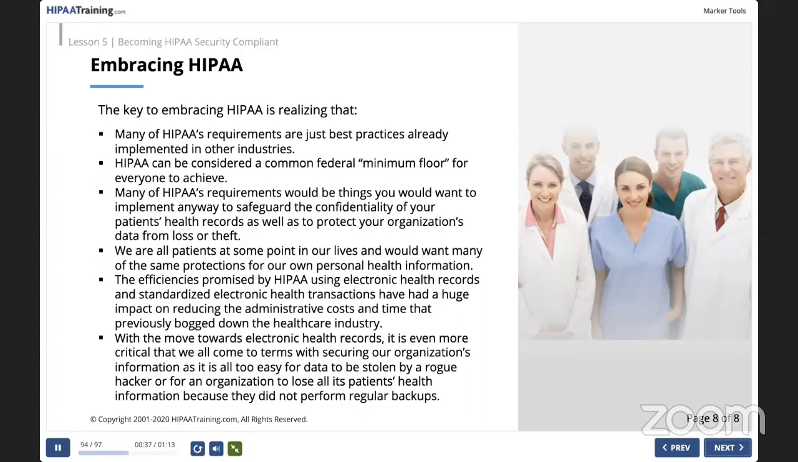The efficiencies promised by HIPAA using electronic health records and standardized electronic health transactions have had a huge impact on reducing the administrative costs and time that previously bogged down the healthcare industry. With the move towards electronic health records, it is even more critical that we all come to terms with securing our organization's information, as it is all too easy for data to be stolen by a rogue hacker or for an organization to lose all its patients' health information because they did not perform regular backups.